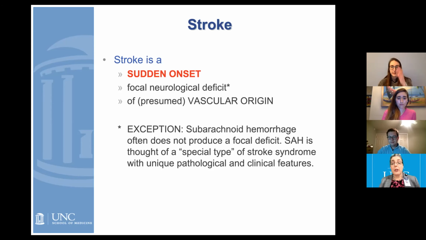As I mentioned earlier, people who may experience a ruptured aneurysm, the blood will typically leak into the subarachnoid space, and that typically does not present with a focal deficit, but rather either altered consciousness or loss of consciousness. And so even though subarachnoid hemorrhage is technically a stroke, we think of it as a very special kind of stroke that is very unique and has very specific pathological clinical features. We also treat it a little differently to other strokes. So subarachnoid hemorrhage is sort of its own thing.